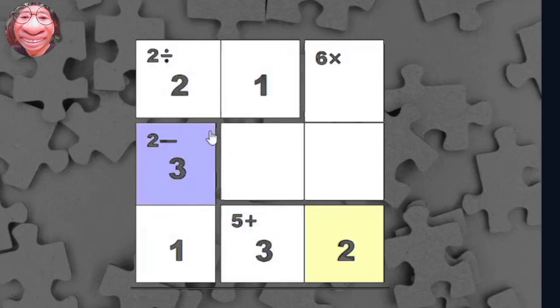For example, 3 is already in this row and also this column, so this style is the only option that we really have. And we already have 1 for this column, so we can put 1 here. And finally, we put 2 in the middle.